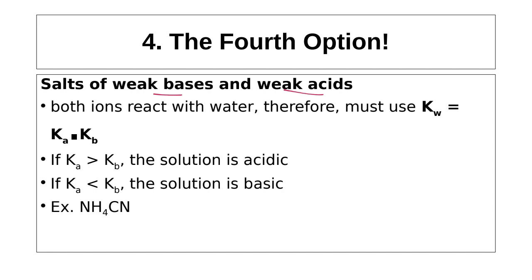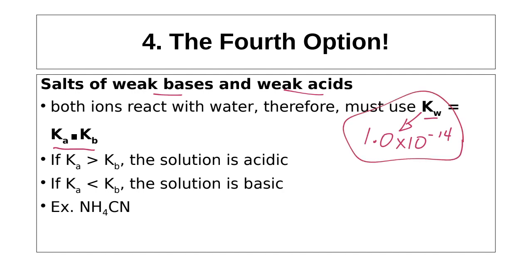And so what we have to do is a little calculation, and we have to use this formula right here. Kw equals the Ka times the Kb. Now, Kw is a value for the dissociation of water, and this value is 1.0 times 10 to the negative 14. So this is a number you need to know. And then we say that value equals the Ka times the Kb of whatever acid or base you're dealing with. So we have to do a little bit of a calculation.